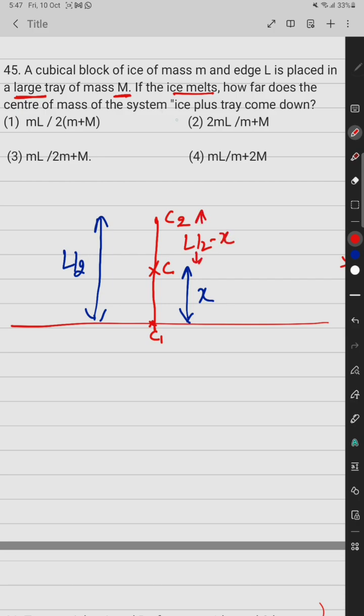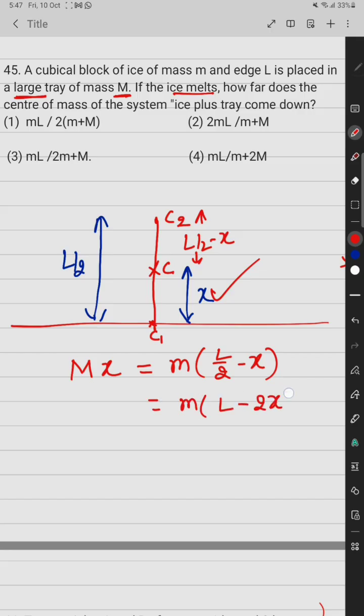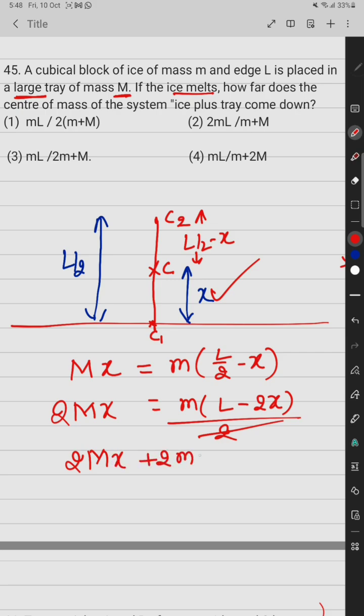Then when the ice completely melts, the displacement of the center of mass is equal to x. So very first, capital M into x is equal to small m into L by 2 minus x. So small m L minus 2x is equal to capital M into x. So twice of capital M x plus twice of small m into x is equal to m into L.